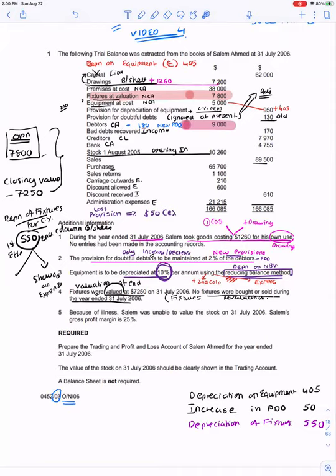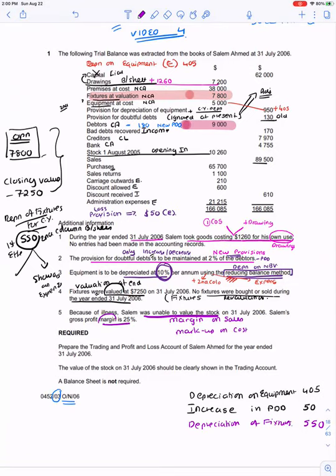Move ahead. Because of illness, Salim was unable to value the stock. Then he said the margin is 25%. You know that margin is on sales, and markup is on costs.